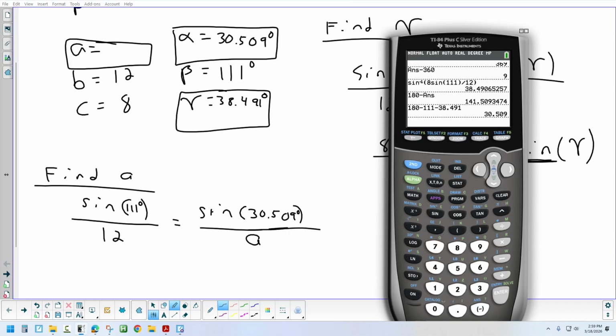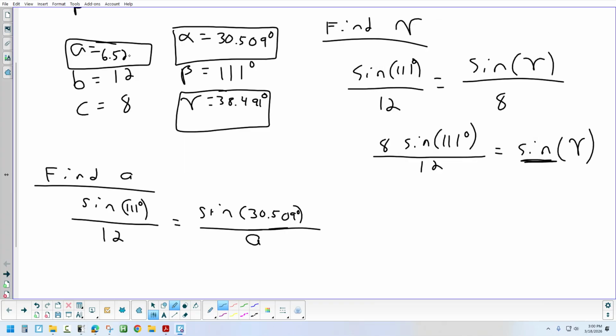Okay, so we'll cross multiply. We're going to get 12 times the sine of 30.509, and then we're going to divide that by sine 111. Right. So that gives me 6.523. Okay, the biggest side is with the biggest angle. The smallest side matches the smallest angle. And any 2 sides added together look like they are bigger than the third. So everything looks reasonable. And that's a side-side angle.